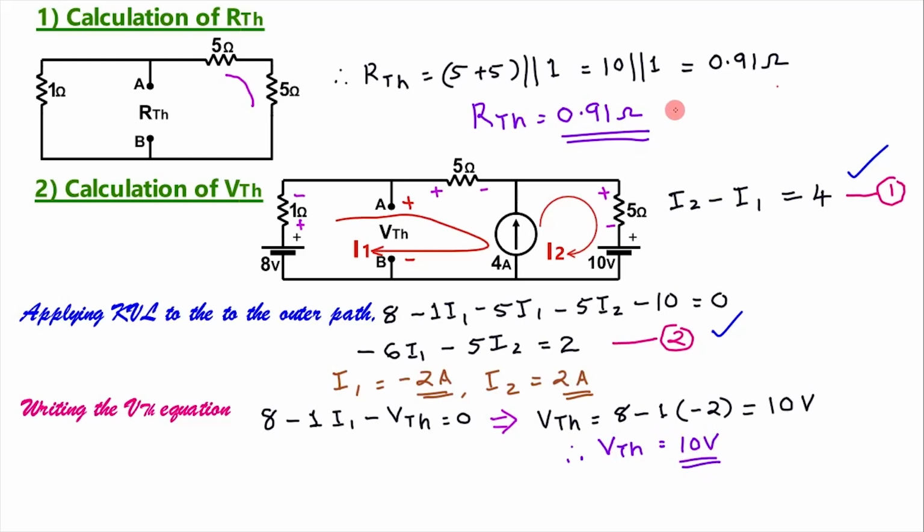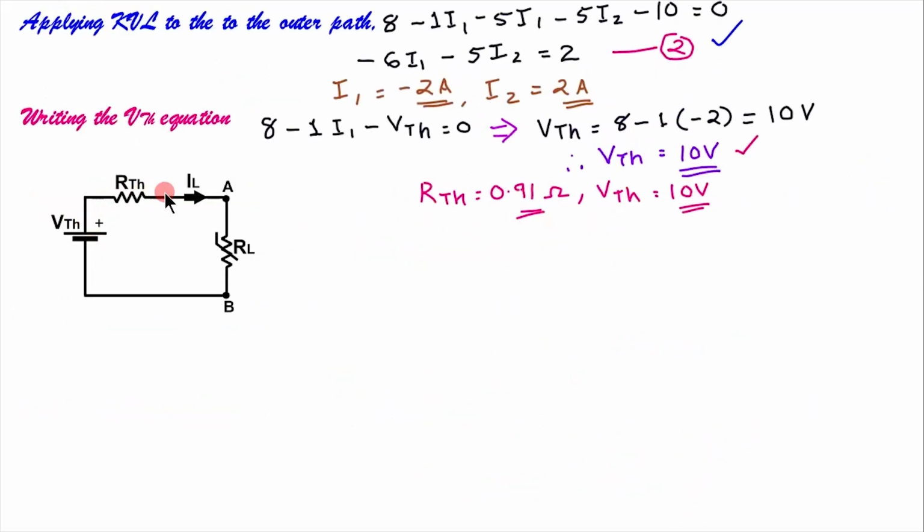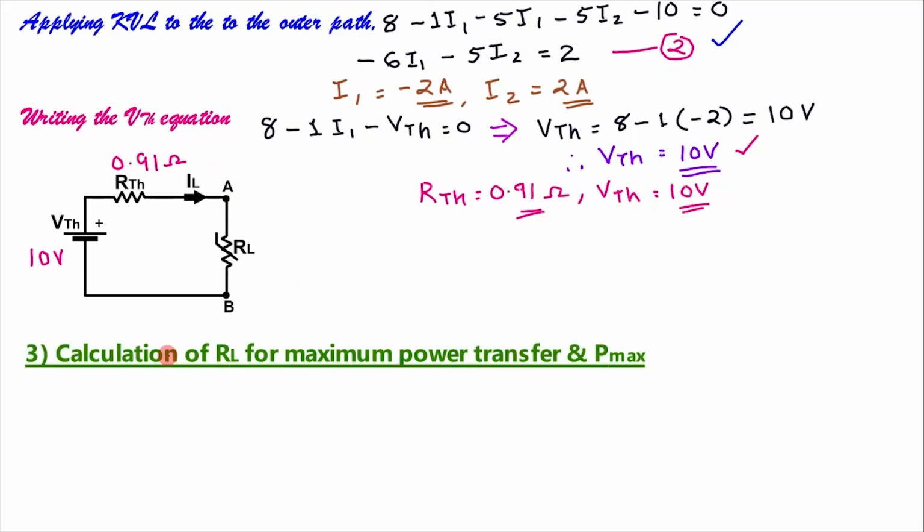So we got RTH as 0.91 ohm and VTH is equal to 10 volt. So we can draw the Thevenin's equivalent diagram as we got VTH and RTH. Here VTH we got as 10 volt and RTH 0.91 ohm. Next, we have to calculate load resistance for maximum power transfer and Pmax.